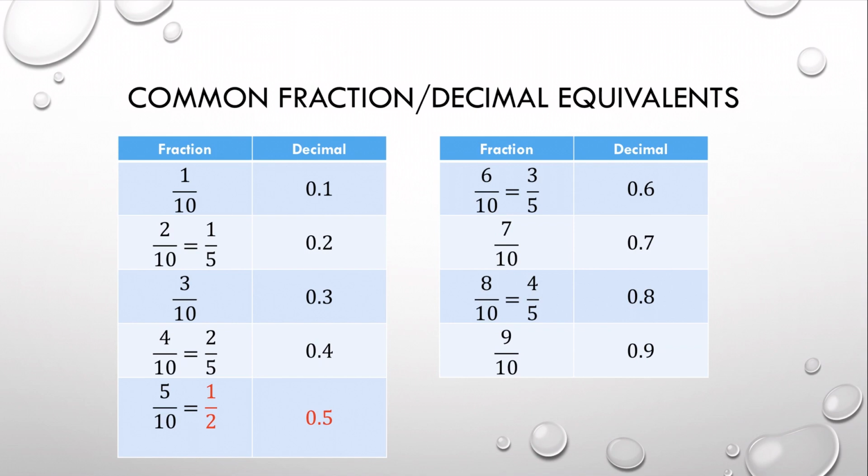2/10 then would be the same as 0.2, but also remember that we're going to simplify 2/10. We can divide the numerator and the denominator by 2, and that would give us 1/5. Okay, so 2/10 is equivalent to 1/5, and both of those fractions are equivalent to 0.2. And then 3/10 is equivalent to 0.3.